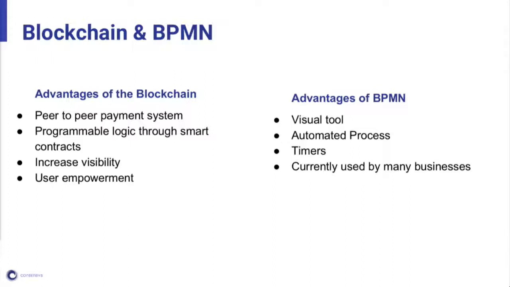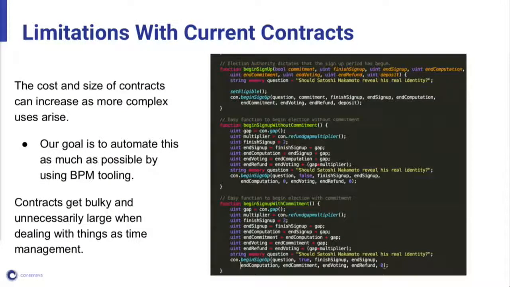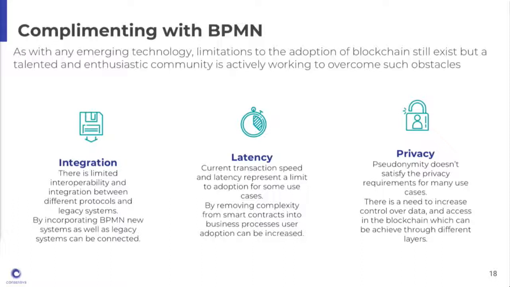On the blockchain side, you have the user empowerment, the visibility, the transparency. And on the BPM side, you have the visual tooling, the automation, and timers, because timers are also super important. In blockchain, you don't have a way of measuring time. And so you have code like this that starts to get bulky and then increases the size of your code. It increases the cost of transactions. And so if you can remove that complexity and put it in a BPMN diagram and in the process itself, then you're going to have a process that has improved overall.